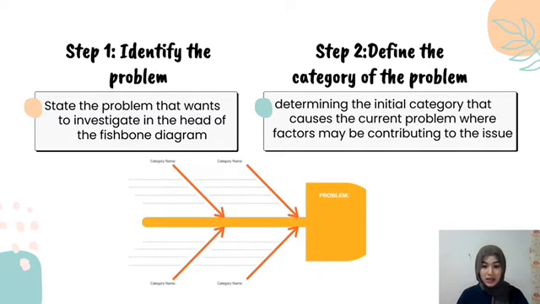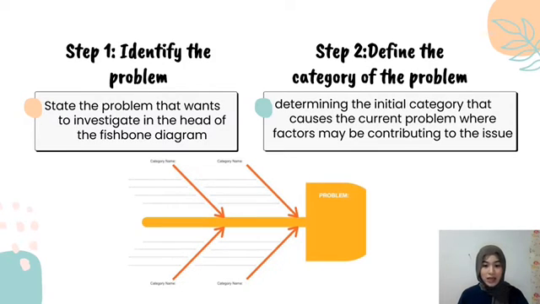Step 2. Define the category of the problem. Determine the initial categories of causes, where factors may be contributing to the issue. We have to decide how to categorize the causes of the problem and find the factors that may contribute to it. This is where brainstorming techniques are involved, because we have to think about what the causes of the problem are.